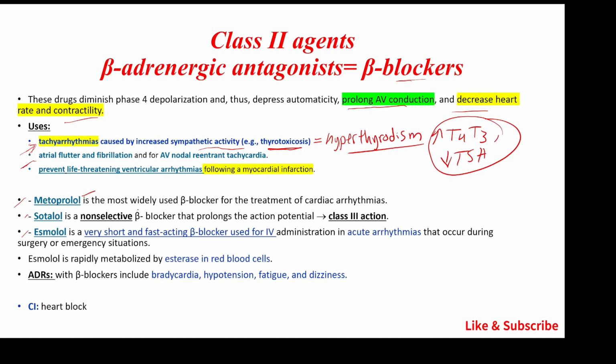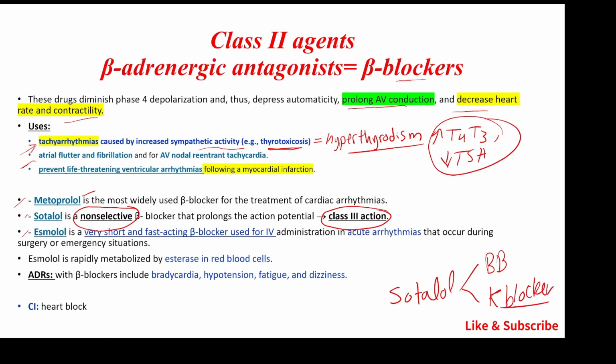Sotalol, a non-selective beta blocker, is considered like class 3, sotalol blocks the potassium channel. So sotalol belongs to the beta blockers and belongs to the potassium blockers.